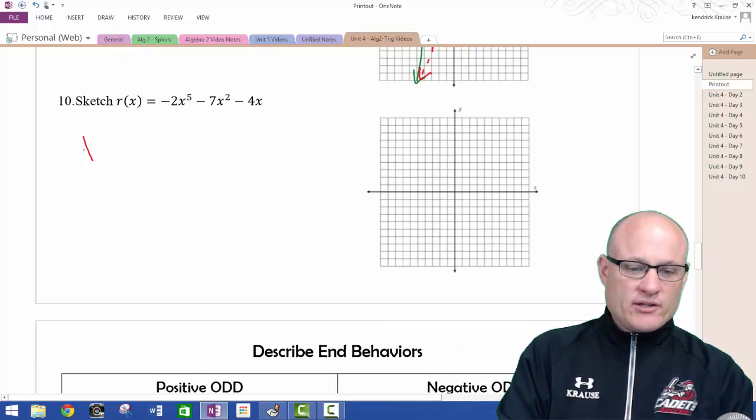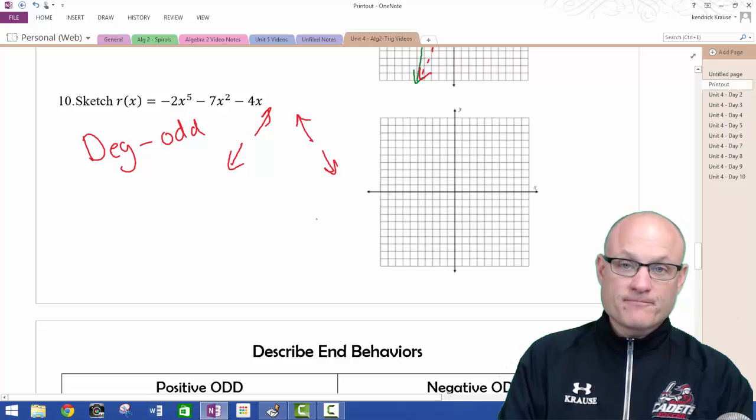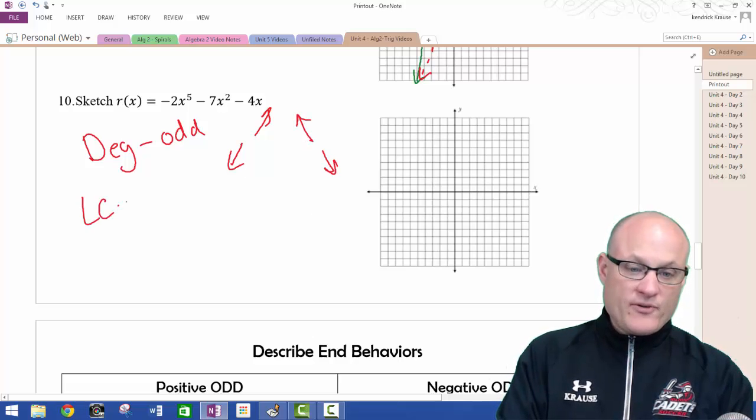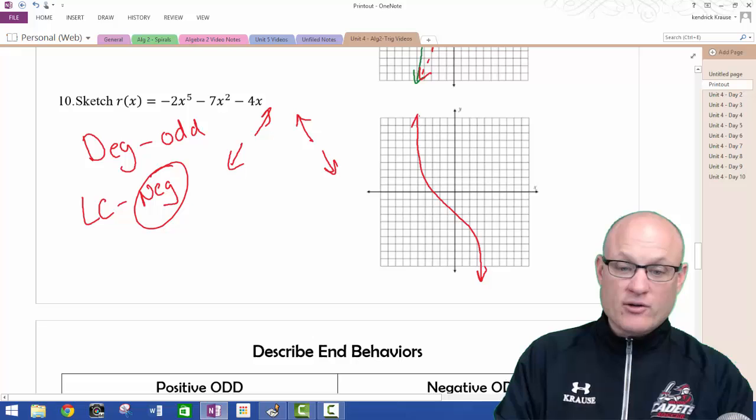Let's see if I can get this one without any mistakes. The degree is odd. That means it's going to go up or down, up or down this way. The leading coefficient is negative. Well, since it's negative, it's going to look like a negatively sloped line. That means it's going to be coming down as I go this way. And I'll put a little bend and curve in it. There's my 3rd degree. Oh, this is a 5th degree function.